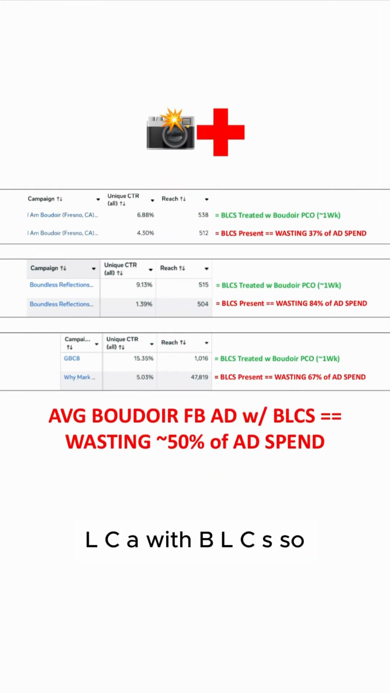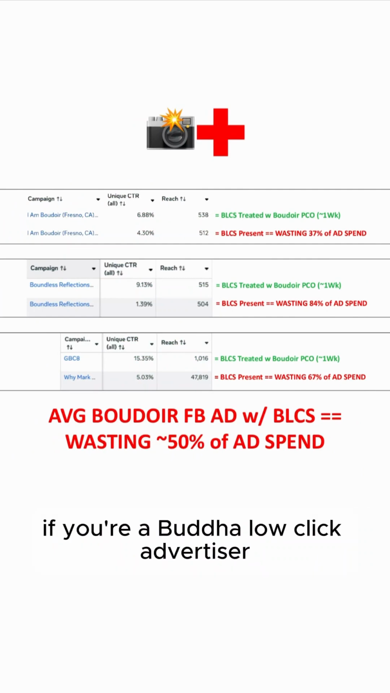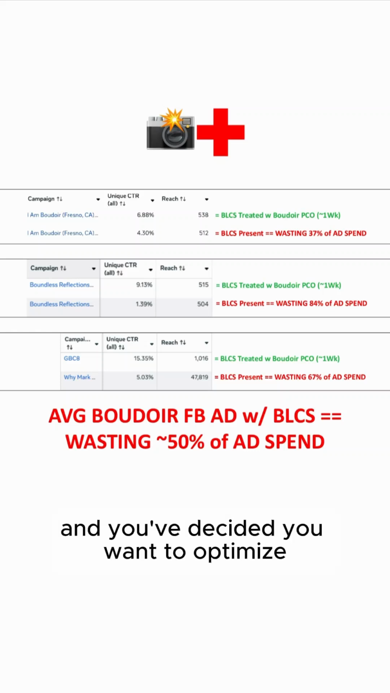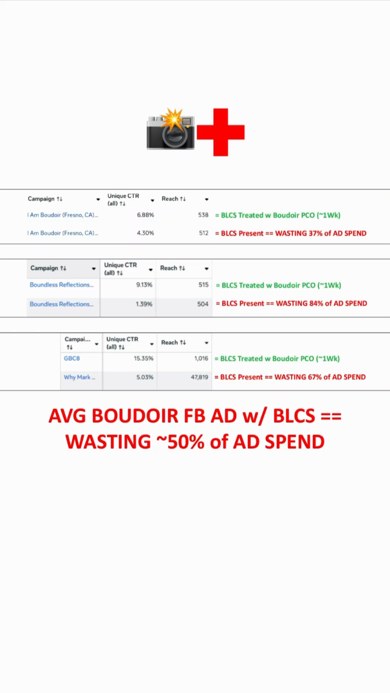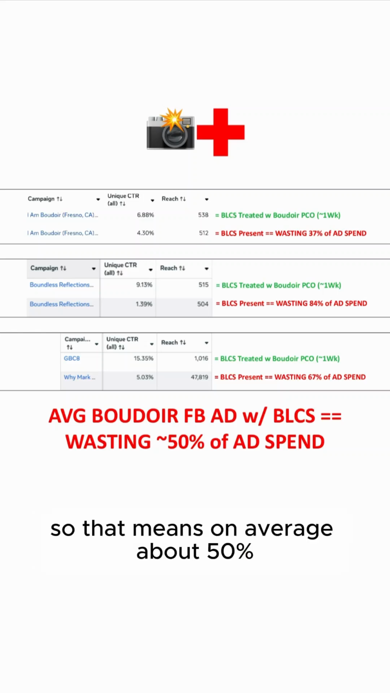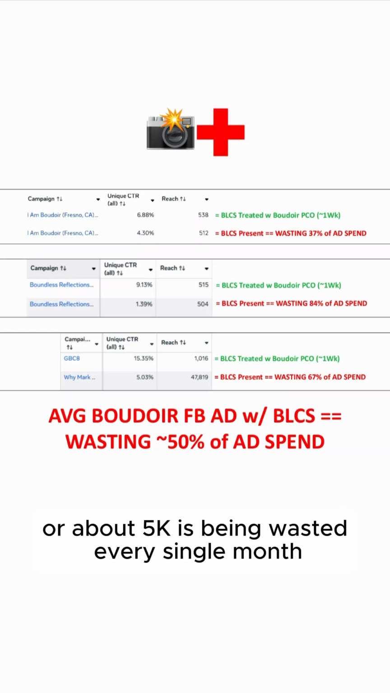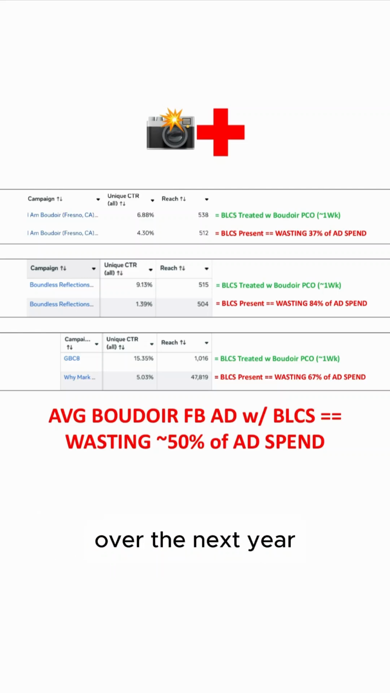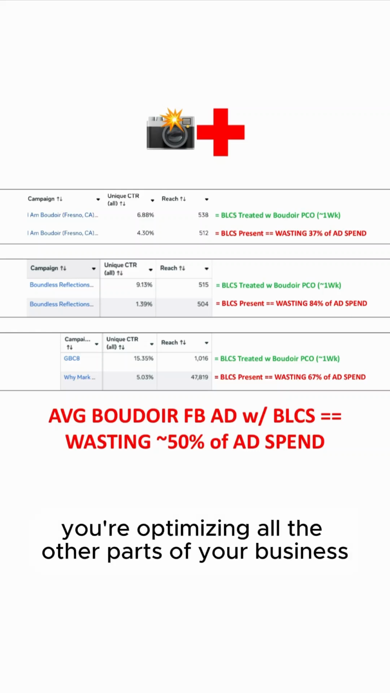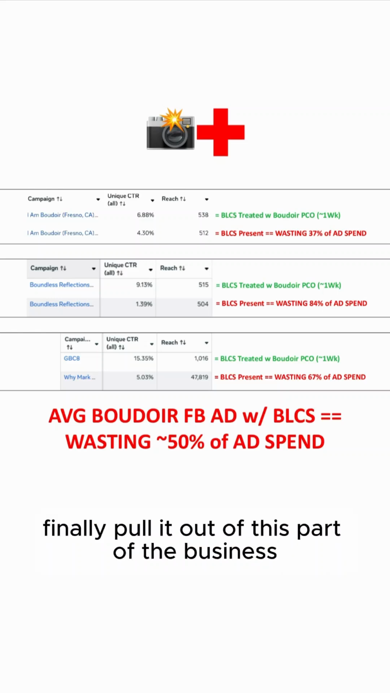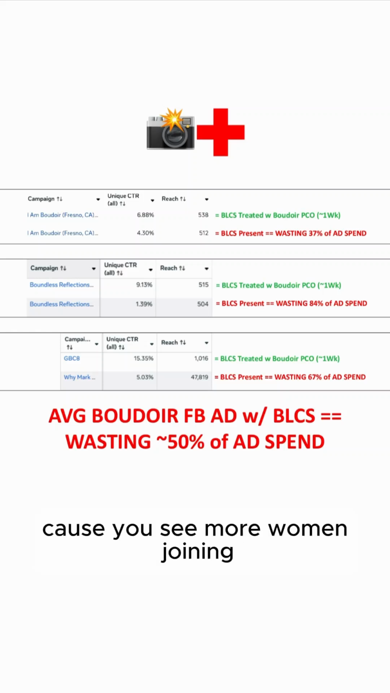So if you're a BLCA with BLCS, so if you're a boudoir low click advertiser with boudoir low click syndrome, and you've decided you want to optimize, pull more profit out of this part of your business, and you're spending more than 10 grand a month in boudoir Facebook ads, so that means on average about 50% or about 5K is being wasted every single month, and you want that back in your pocket, that'd be approximately 60K over the next 12 months, over the next year. And you're optimizing all the other parts of your business, pulling money out now. You decide you're ready to finally pull it out of this part of the business because you see more women joining.